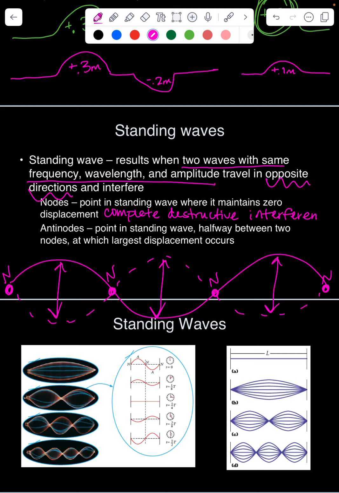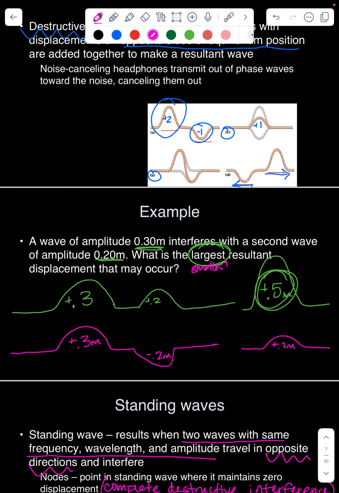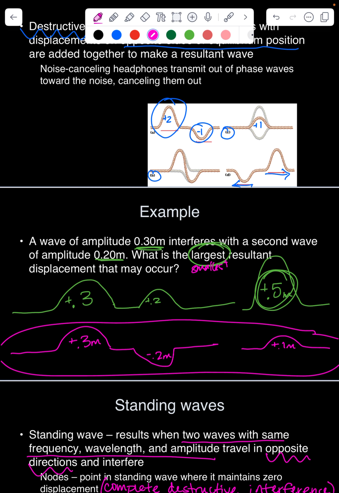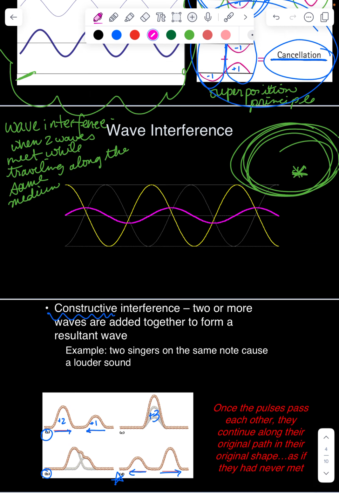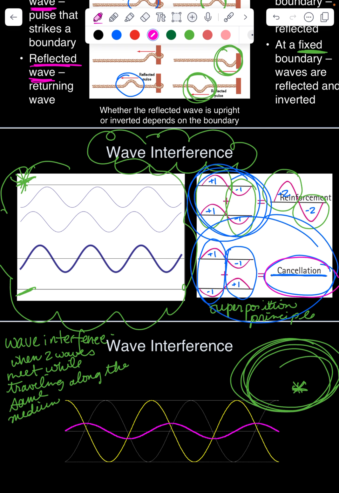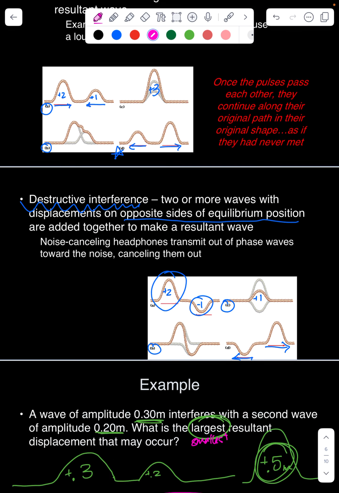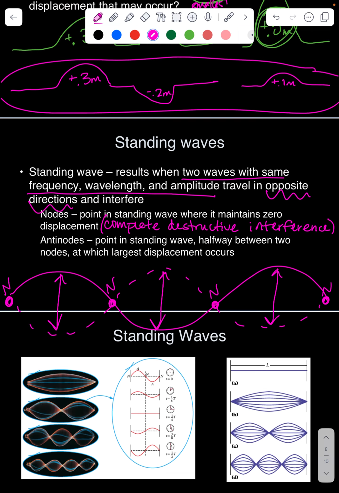Now, what do you think is the difference between just regular destructive interference and complete destructive interference? Well, here we saw just regular destructive interference. You just subtracted them. But here is where we saw complete destructive interference, and that happens whenever you have equal amplitudes, but they're on opposite sides of the equilibrium. So you have a crest and a trough of the same amplitude that are combining. Those nodes are examples of complete destructive interference.